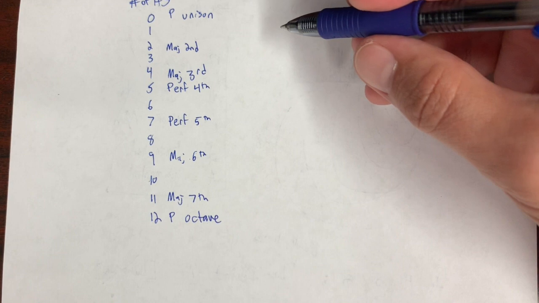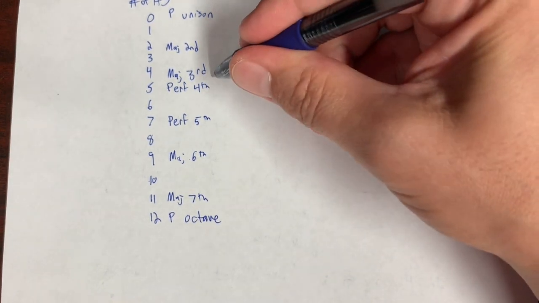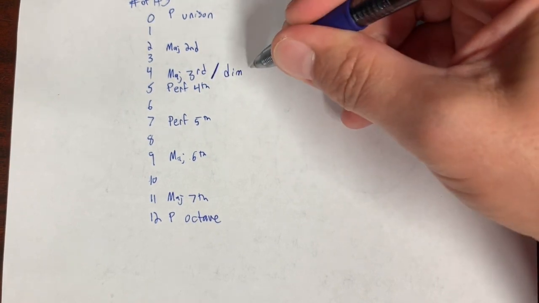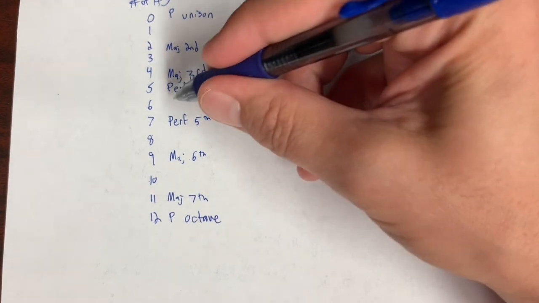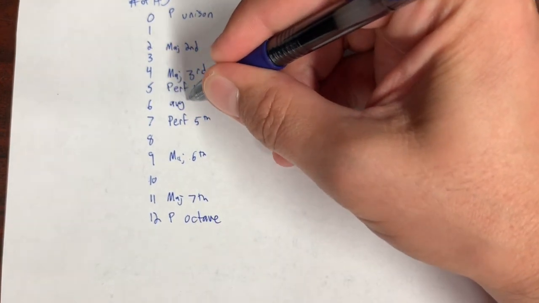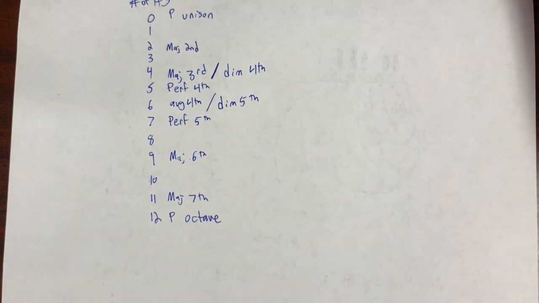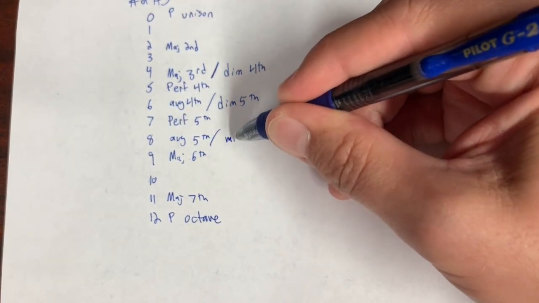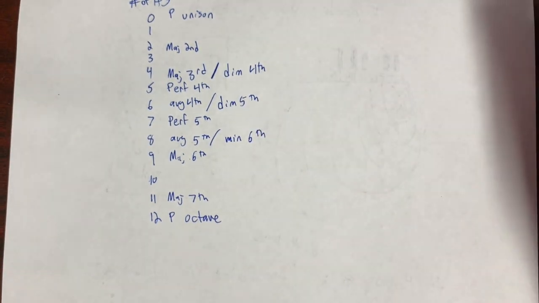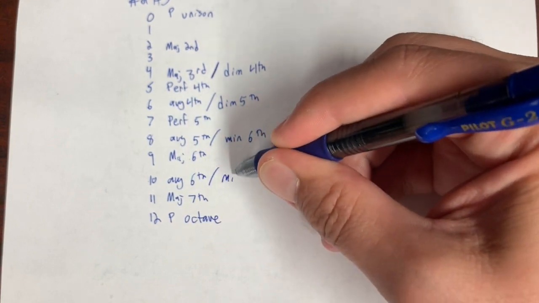Okay, so, like I said, some intervals are perfect, and if you lower them, they become diminished. So this major third could also be called a diminished fourth, depending on how you spell it. This note here could be an augmented fourth, but it could also be a diminished fifth. This note could be an augmented fifth, but it could also be a minor sixth, right? Then this note here could be an augmented sixth, but it could just be a minor seventh.